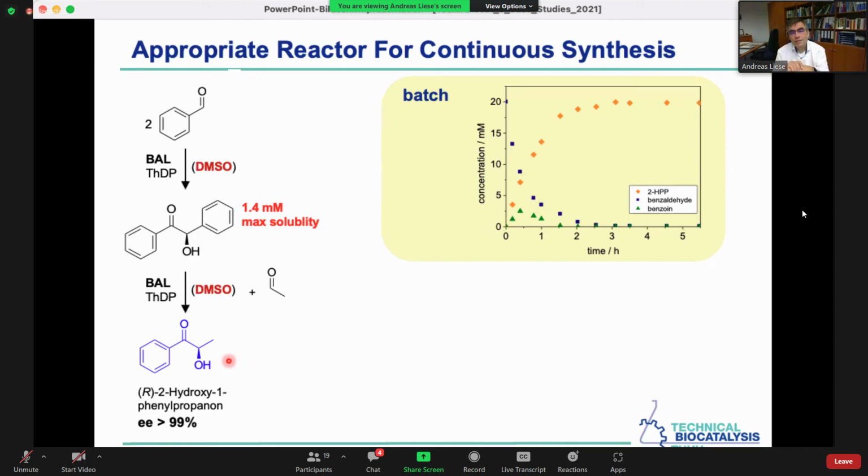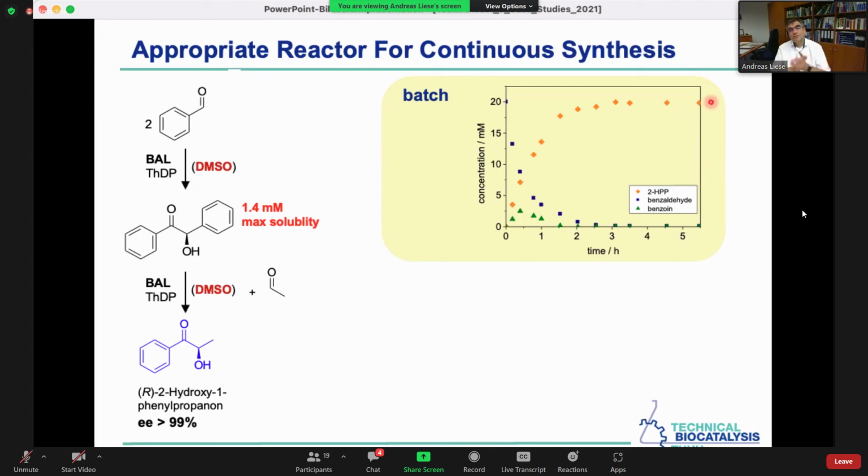Now, taking a look at batch operation, we're always starting from the batch operation in such cases. So you see here plotted concentration as a function of time. It's typical, like in the first example today, reaction sequence 1, 2, 3 or A, B, C. In blue, the starting material benzaldehyde is decreasing with time. Then we have the intermediate benzoin in green, this compound being formed and then decreasing with time. And then we finally see the final product, hydroxyphenylpropanone, in orange. It looks ideal in the batch. No problem at all, everything is fine.